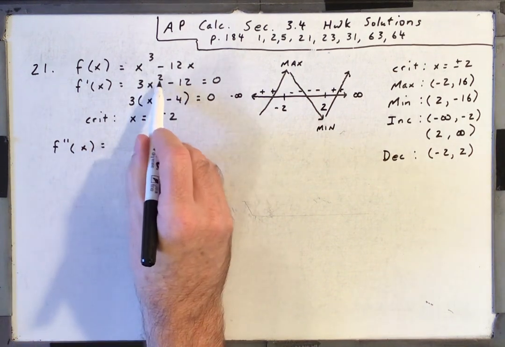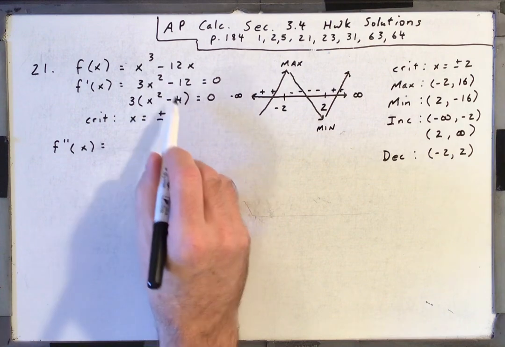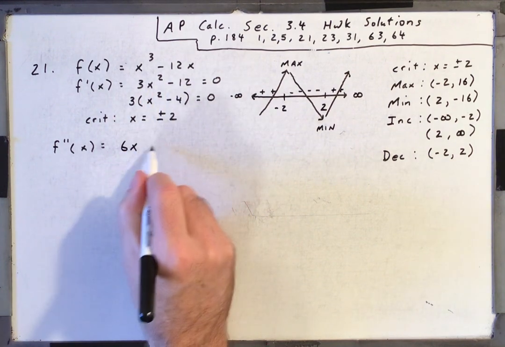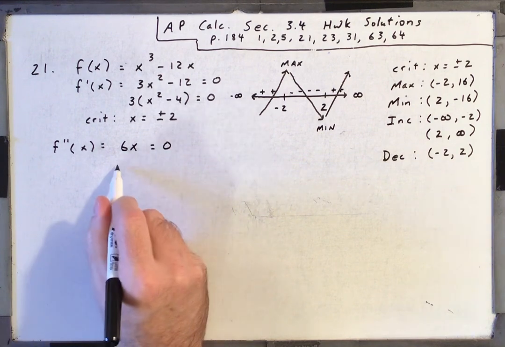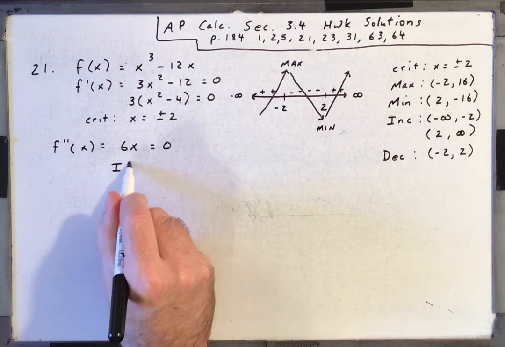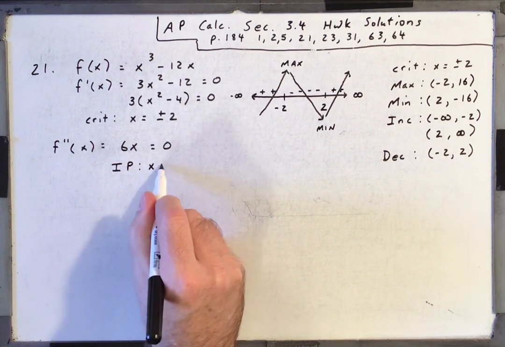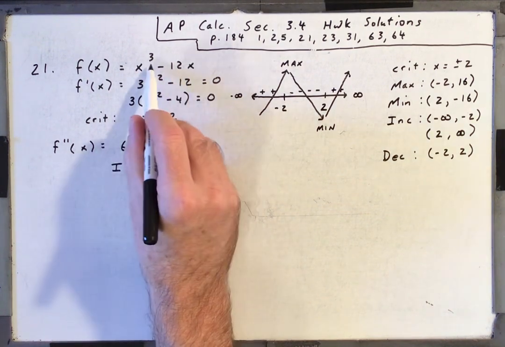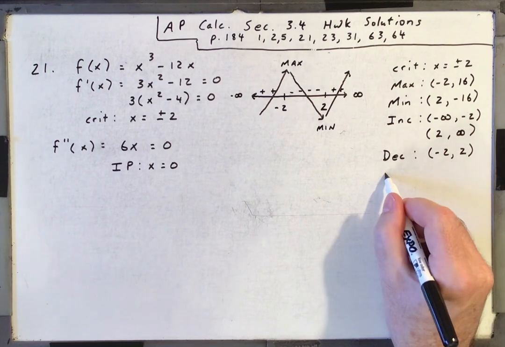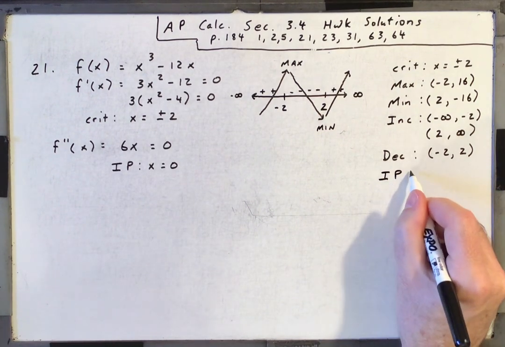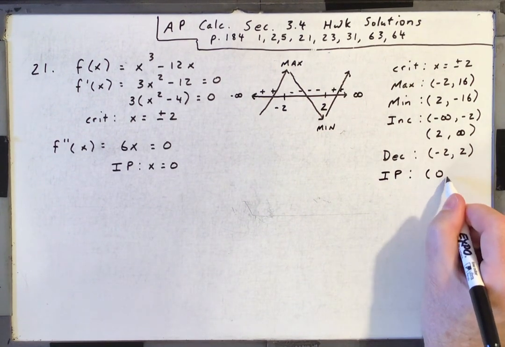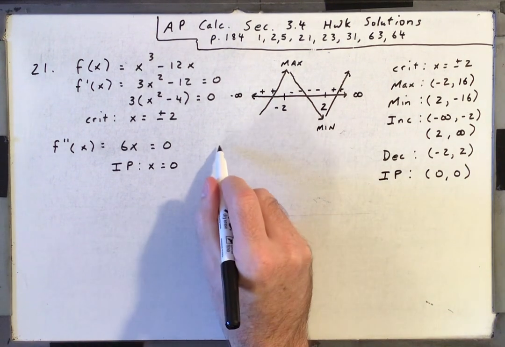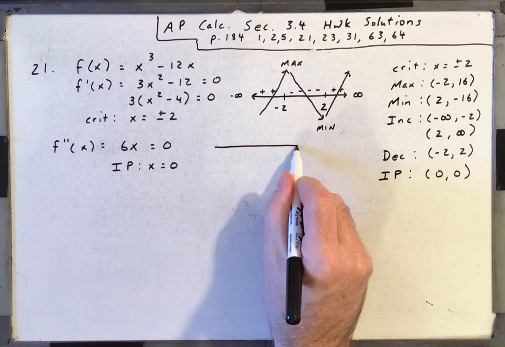All right, so we want to take the derivative of this, not the factored version, this. So it'd be 6x. Set that equal to 0, so we have an inflection point at x equals 0. And the y value would also be 0 if you plug it back into the original equation. So our inflection point occurs at 0, 0.